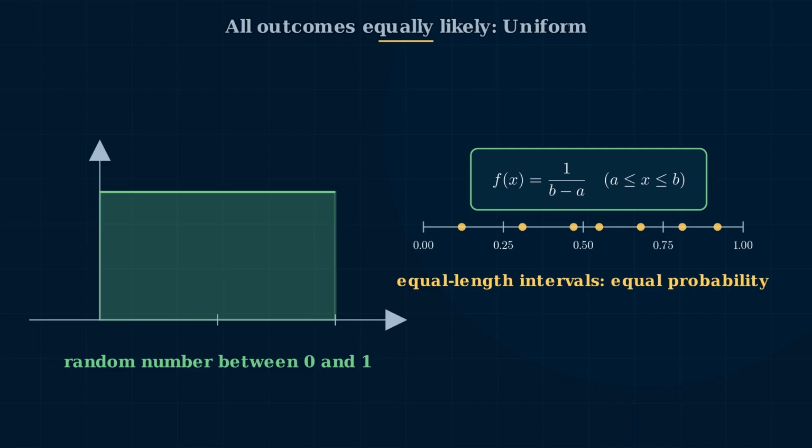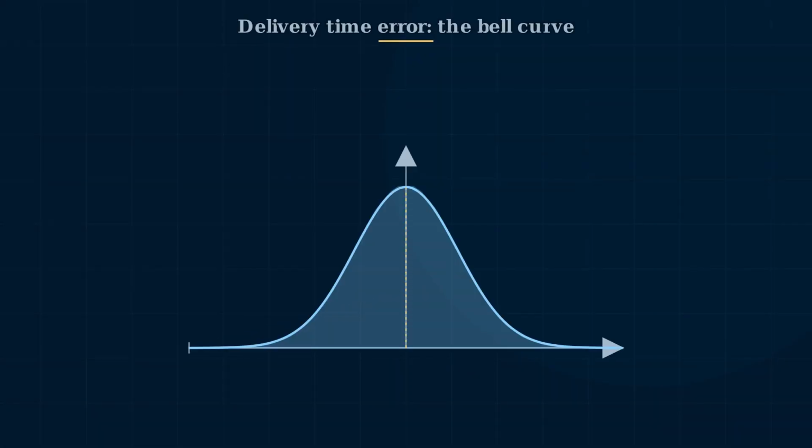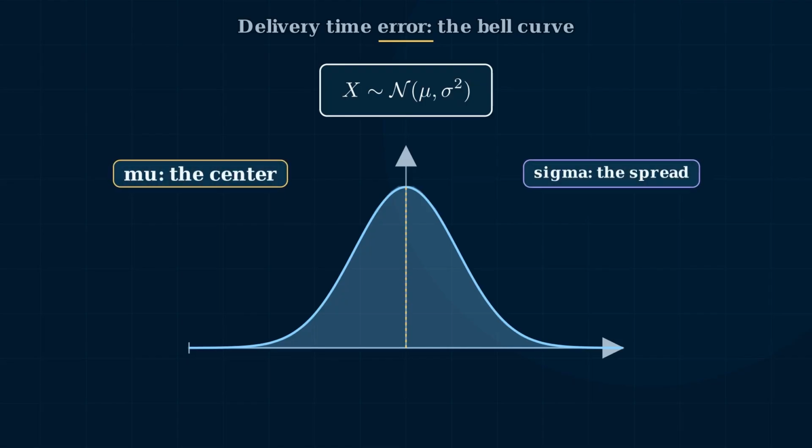Uniform sampling powers simulation, data shuffling, and controlled random initialization, but uniform does not mean random looking, it means equal probability for equal length intervals. Delivery time errors often cluster near zero. Small errors are common and large errors are rare. The normal distribution captures that bell-shaped pattern. Mu controls the center and sigma controls the spread.